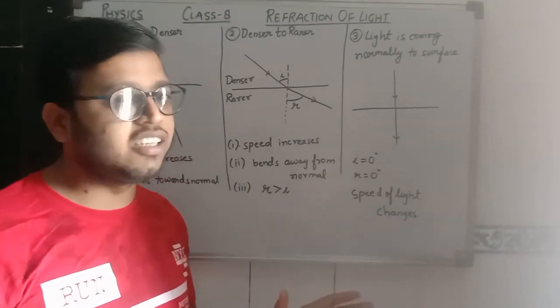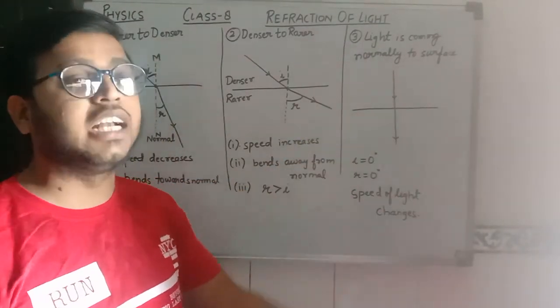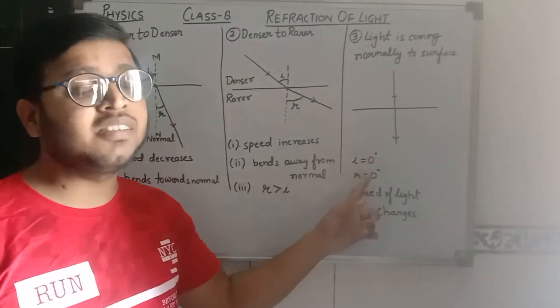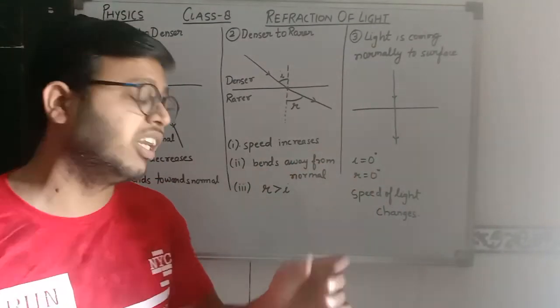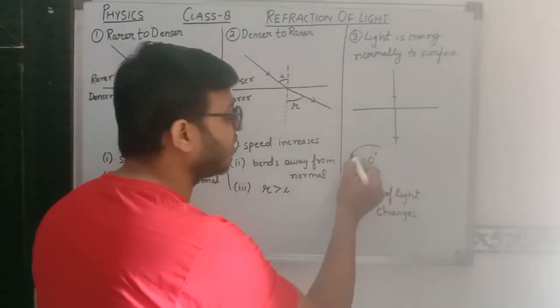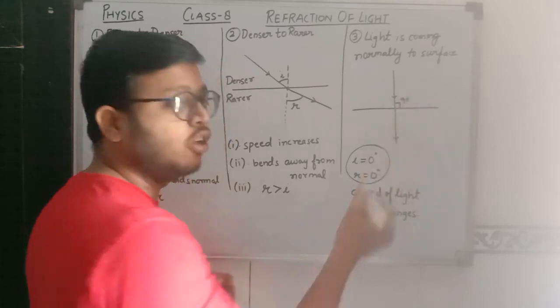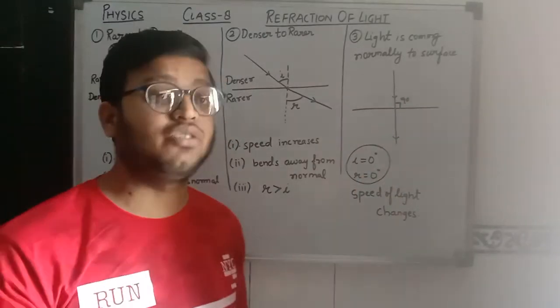Speed of light definitely changes, but the path of light does not change. So it will move straight. Angle of incidence and angle of refraction, both are 0 degree. Some of the students have doubt in this case also, that they are saying, sir, this is the 90-degree angle. So why are we saying that I and R is 0?